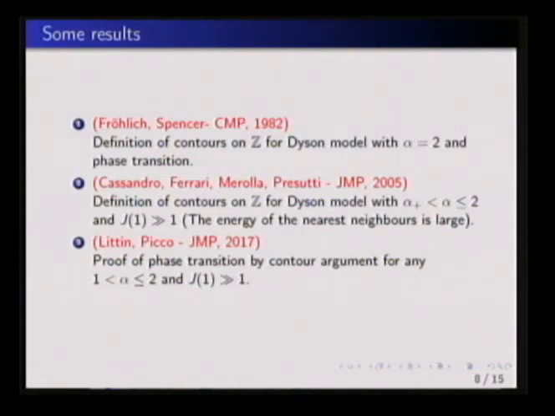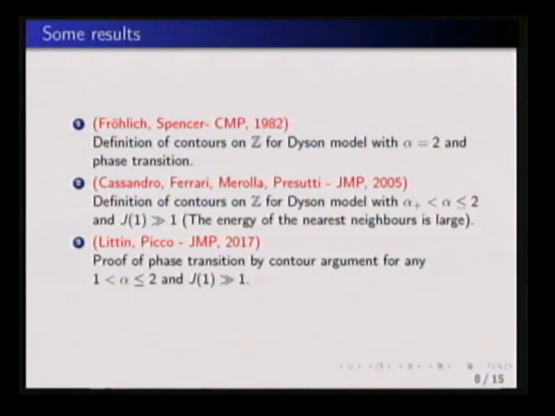One of the tools is the so-called contours on Z. The first definition of contours on Z is by Fröhlich and Spencer. They defined this contour on Z for the Dyson model with alpha equals 2, and they proved the phase transition using a somewhat classical Peierls argument. After this, Cassandro, Ferrari, Merola, and Presutti extended the definition for any alpha between alpha plus and 2. And we should also suppose that the energy of the nearest neighbor should be large enough, for some technical reason.